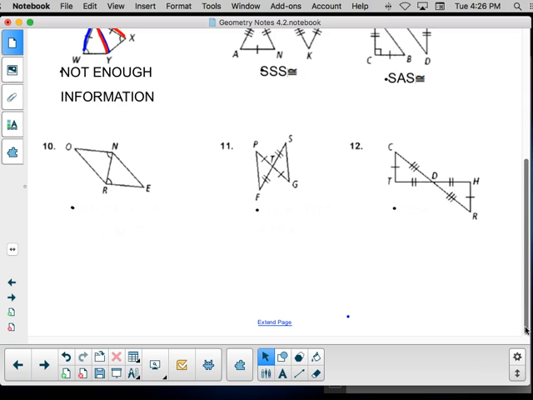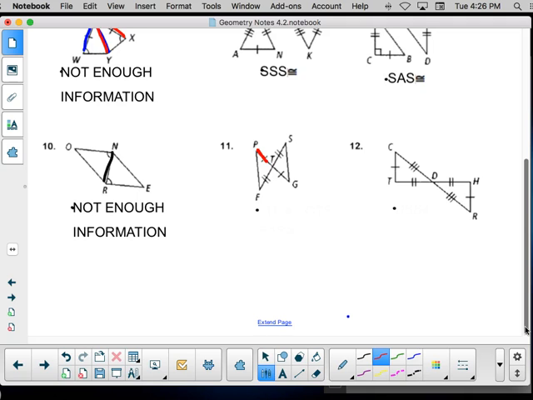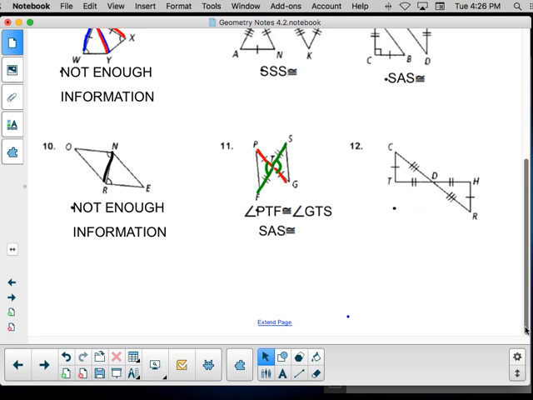Now that you're done, I'm looking at this. I know I've got RN reflexive, but I have no other sides here. It'd be really cool if ON was congruent to ER, but I don't know that, so I do not have enough information. In 11, I have the bow tie. Because I have that bow tie, check it out. I've got this congruent to that. I've got this congruent to that, and the 2 angles are vertical angles. So I've got that, and I've got that going on. I should say vertical angles, I should say VAT.